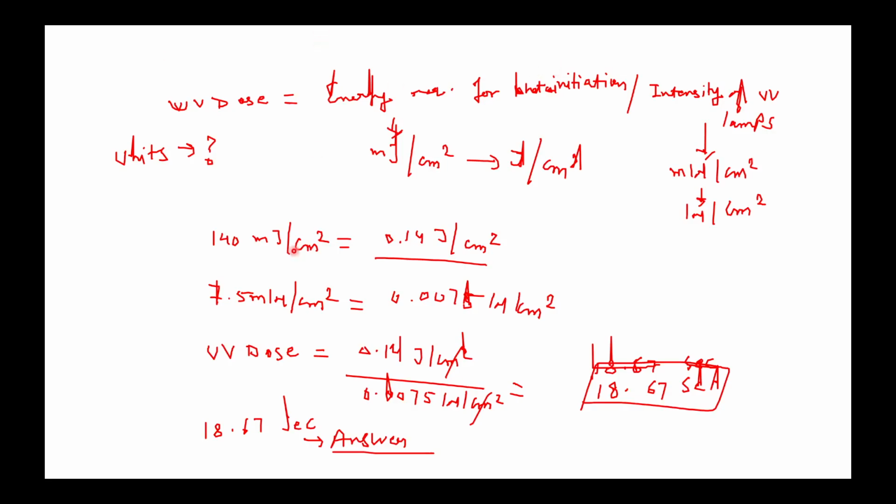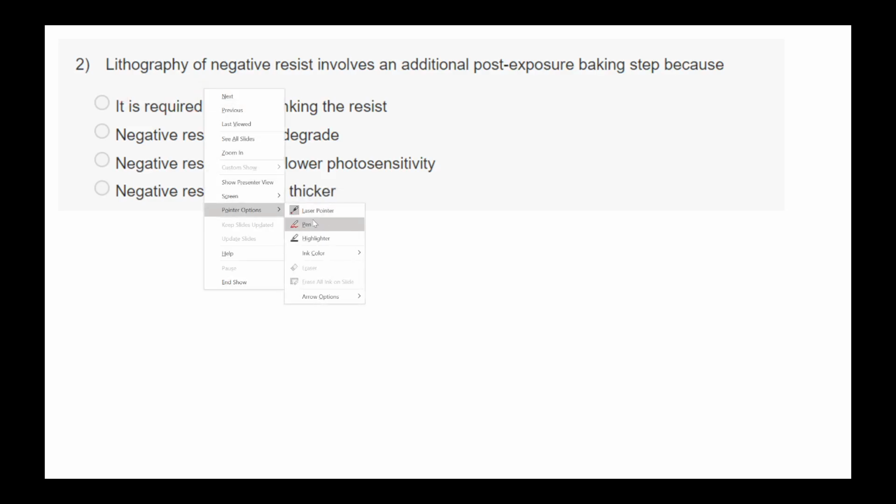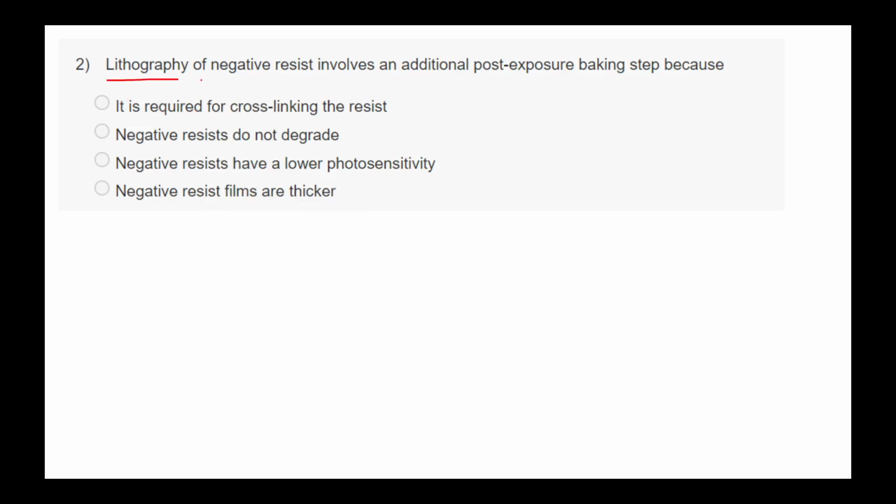Yeah. So let's move to the next question. The next question is very interesting and it is asking about lithography. Here, the lithography of negative resist involves an additional post-exposure baking step because what? It is required for cross-linking the resist.